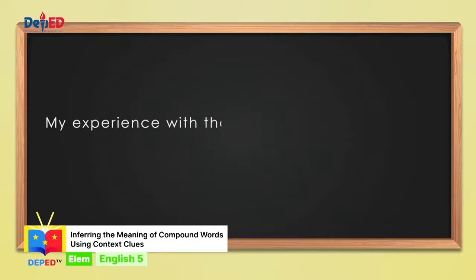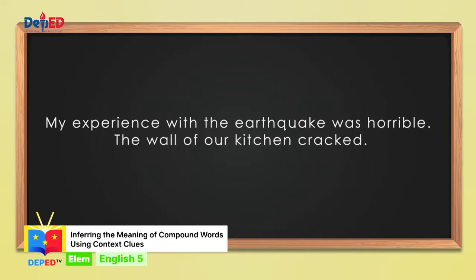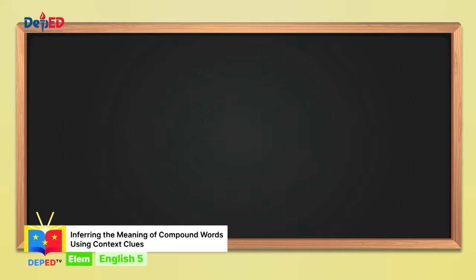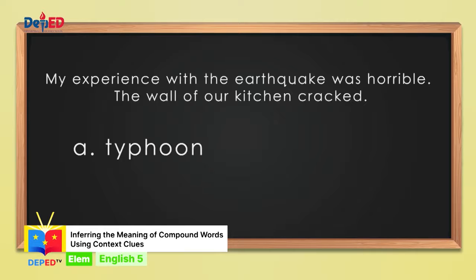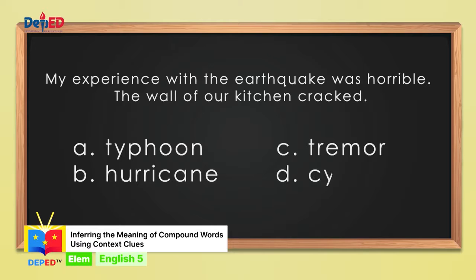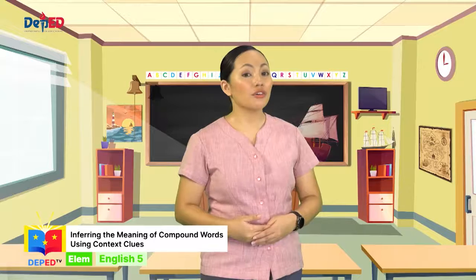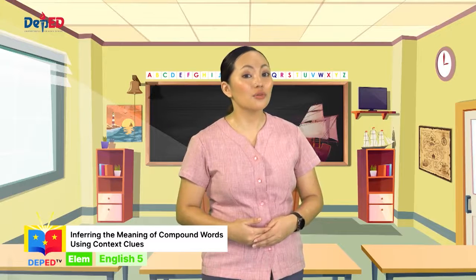My experience with the earthquake was horrible. The wall of our kitchen cracked. Write down the compound word and choose its meaning from these words. A, typhoon, B, hurricane, C, tremor, D, cyclone. For our last sentence, let's read them together.